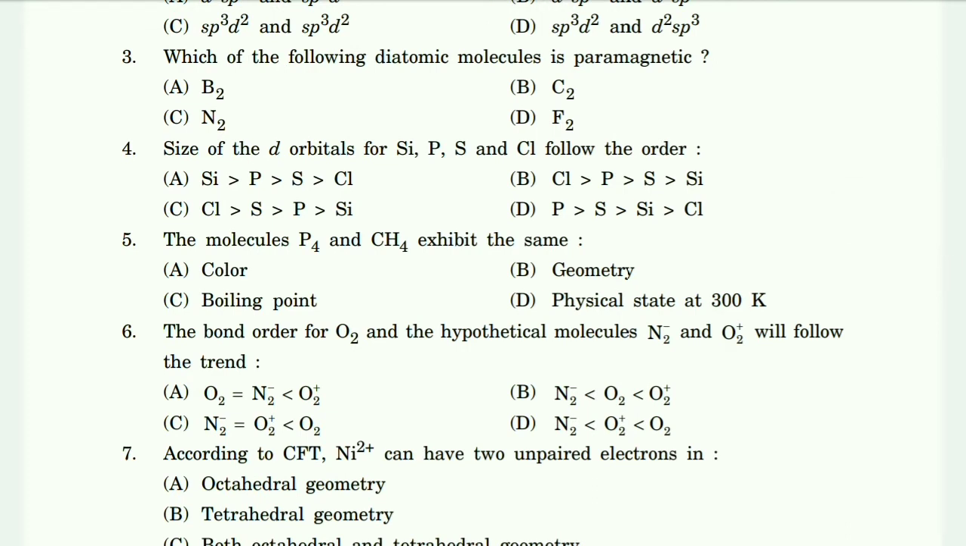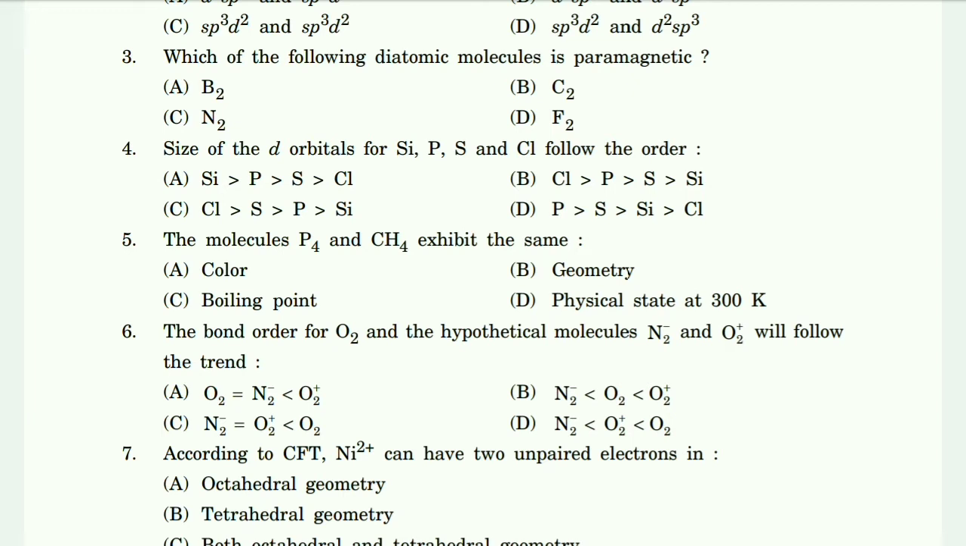Then question number 6, the bond order for O2 and the hypothetical molecules N2 minus and O2 plus will follow the trend. Now O2 has bond order 2, then N2 minus has 15 electrons, which means the bond order is 2.5, and O2 plus also has 15 electrons, so the bond order is 2.5. All this is explained in a video on this channel on how to calculate bond order. So you can watch this video from the playlist.